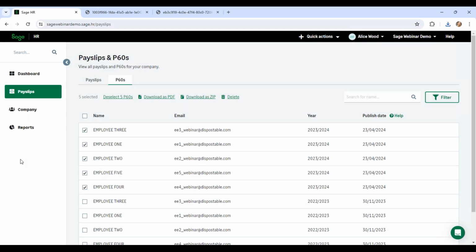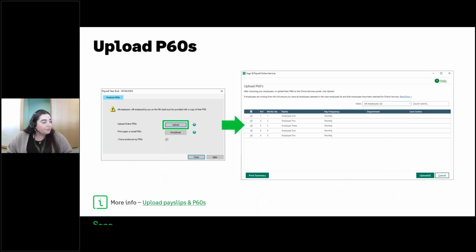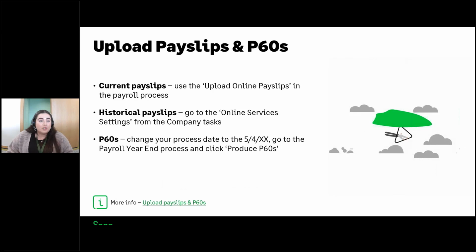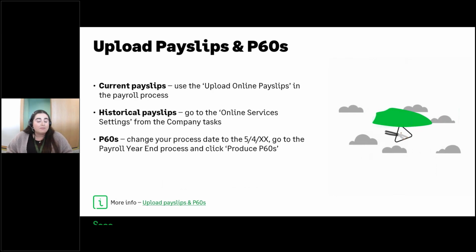So I just want to have a little bit of a recap of what we covered there. So we'll pop back to the slides. So to upload current payslips, you would go to the step in payroll tasks or on the process map called Upload Online Payslips. To upload historical payslips for previous periods, you would go to the online services settings, which are found in the company tasks, and you'd click on Do It Now on step 5. And to upload P60s, you'd first change your process date to the 5th of April of the tax year that you're uploading for, and then produce P60s in the year-end process.